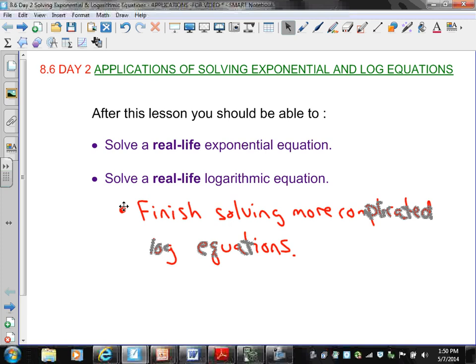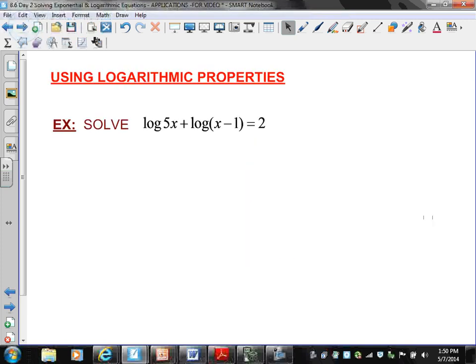I wanted to give you just a dip in your toe and an intro with the last lesson. So let's look at a more complicated logarithmic equation from what we had last time. If you notice here, we have two log expressions: log of 5x and log of x minus 1, and the sum is equal to 2.